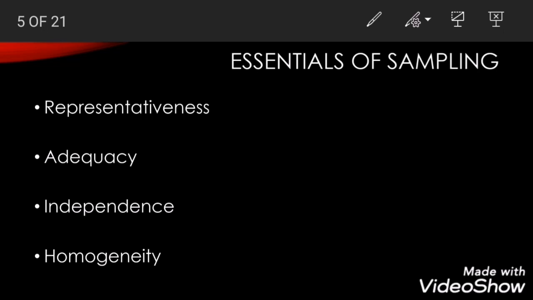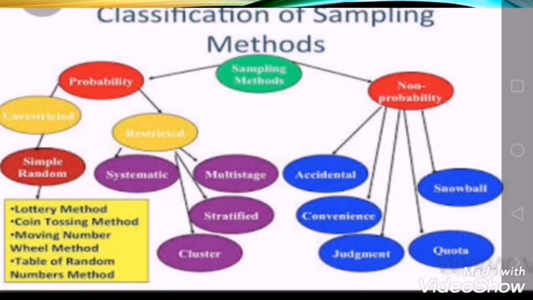Homogeneity. When we talk of homogeneity, we mean that there is no basic difference in the nature of units of the universe and that of the sample. If two samples from the same universe are taken, they should give more or less the same result. With these basic concepts, let us proceed to the methods of sampling.